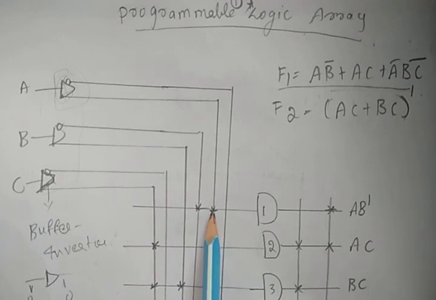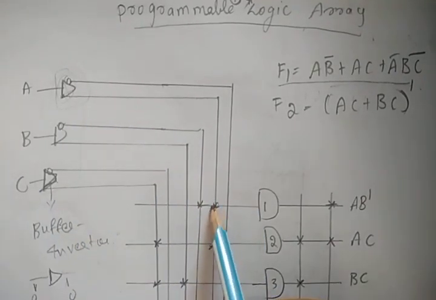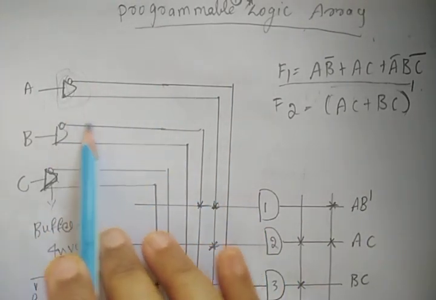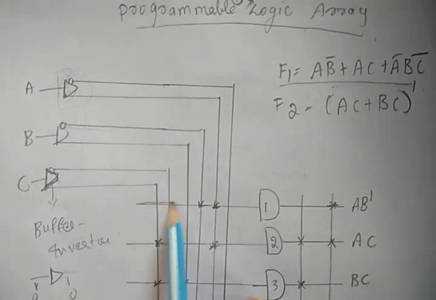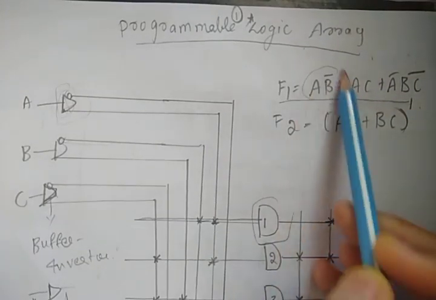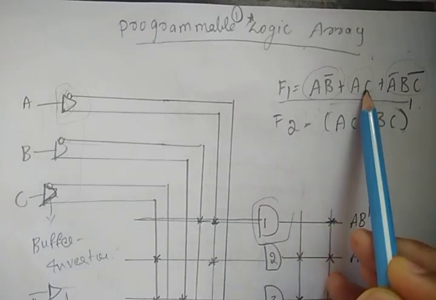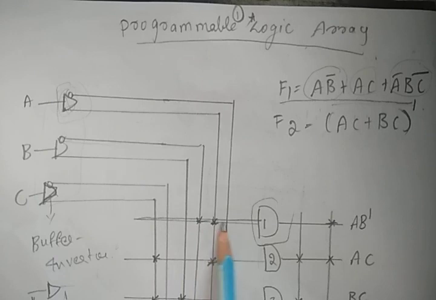First, if you want to see, this is A. From A, here I have put a star. Then B bar. Where is B bar? This is B bar. Where we have a circle, this is nothing but B bar. This is the first AND gate. The first AND gate refers to a product term, as you can see. The function F1, how many product terms does it have? 3 product terms. So the first is AB bar.